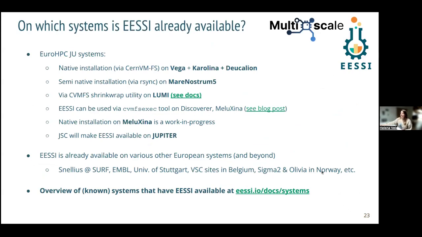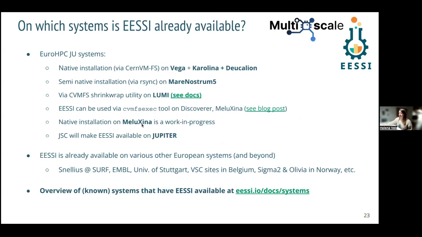So that's really nice, but on which machines is it already available? If we talk about the very big EuroHPC machines, we have it already on the very big ones natively through Vega, Karolina, and Deucalion. In MareNostrum, it's definitely there. It uses another kind of way under the hood, but it's there. Also through another kind of setup through LUMI. It's not super native, but it's there again. Also on Discoverer and MeluXina through other tools that are explained in the webinar next week.